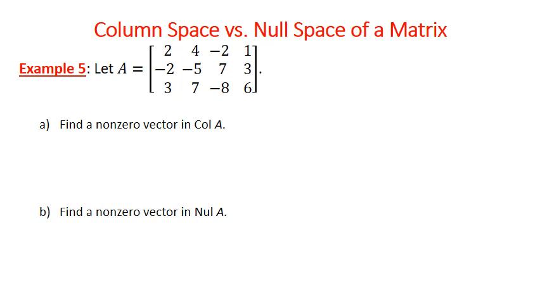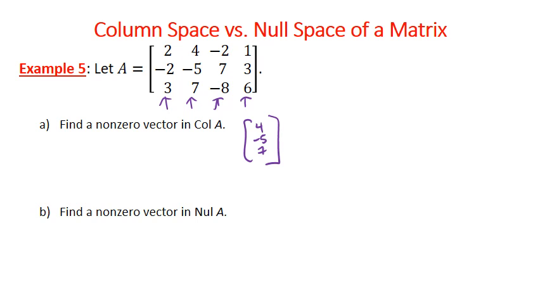In this example, we have the same matrix, so just keeping it simple. In part A, we want to find a non-zero vector in the column space of A. If I want to find a non-zero vector in the column space of A, basically any of these columns will satisfy this question. So any column of A, pick one. The book picks the first one, I'll pick the second one.